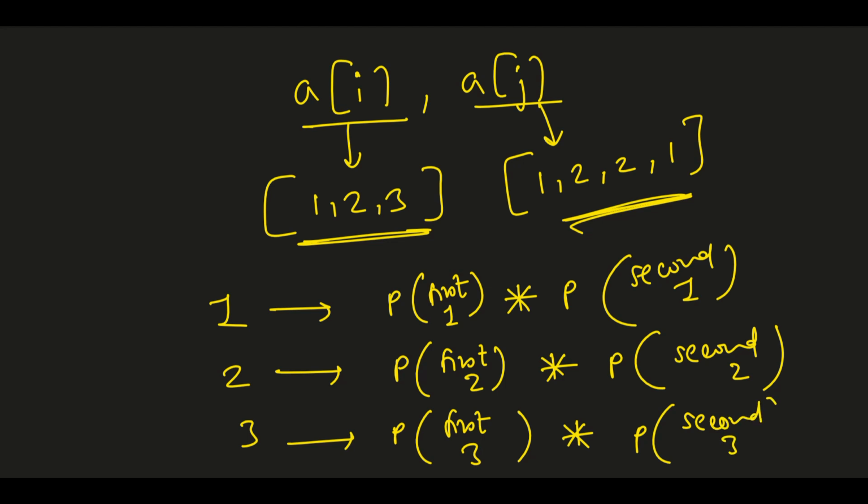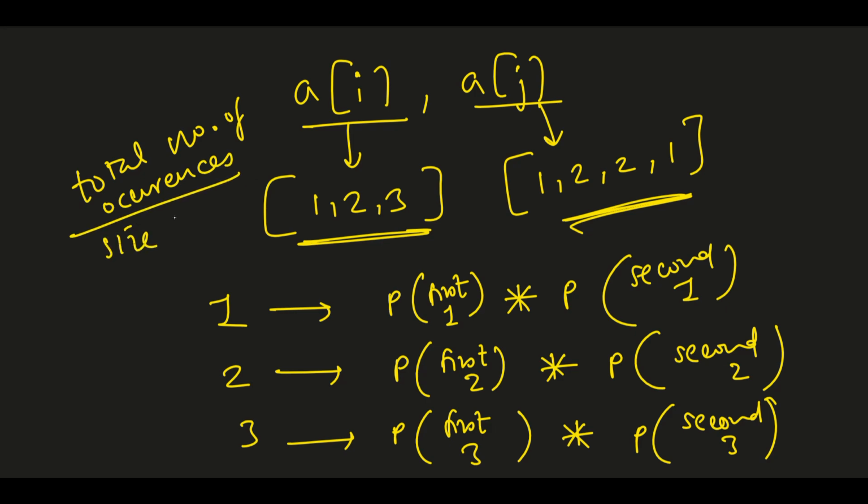Am I correct? Now how do we find probability? It is very simple. The probability of any number is the total number of occurrences of that number divided by the total size. Like if we have to check the probability of 1 in this array, we find how many times 1 appears in the array. 1 is appearing only one time. The total size of the array is 3. So the probability of 1 is 1 by 3.